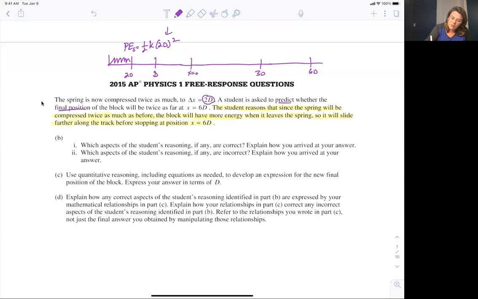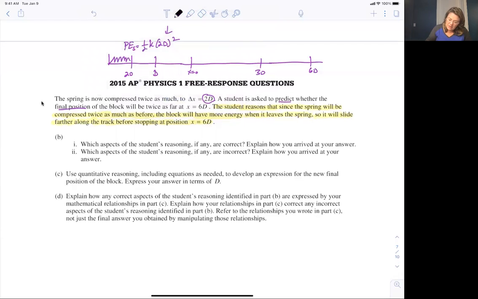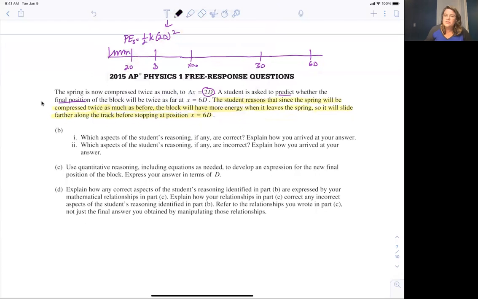Now we're going to answer just what they asked. Which aspects of the student's reasoning, if any, are correct and explained? How you arrived at it. In fact, I would label them exactly like that. Which aspects are correct? So nothing other than what's correct.